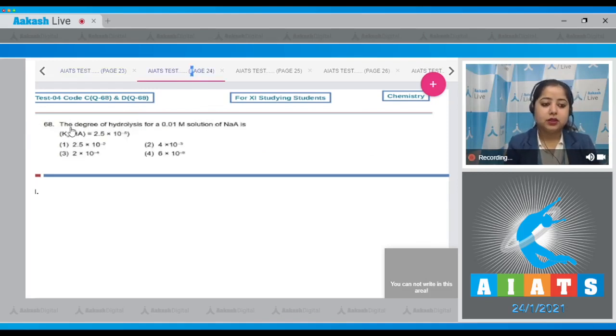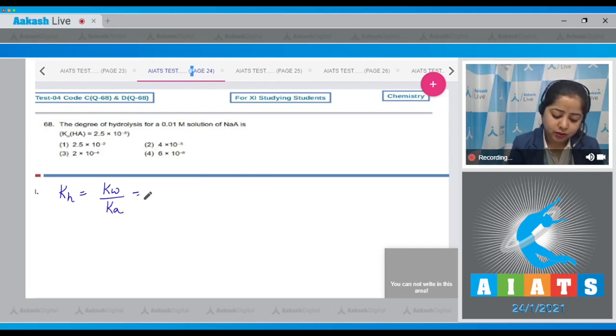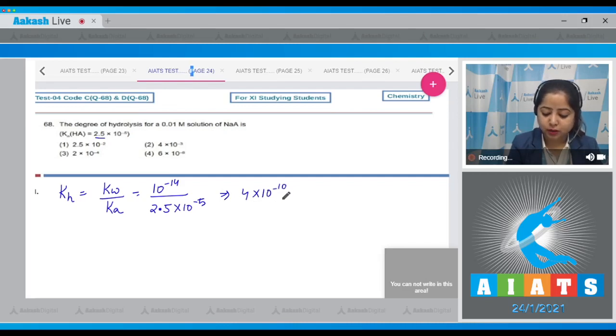Let's read it. The degree of hydrolysis for a 0.01 molar solution of NaA is, we are given with the Ka of HA, which is 2.5 into 10 raised to the power minus 5. So student, for this question, first of all, we need to calculate the hydrolysis constant, that is Kh, which is equal to Kw upon Ka. The value of Kw we know, 10 raised to the power minus 14, and the value of Ka is given, which is 2.5 into 10 raised to the power minus 5, which is equal to 4 into 10 raised to the power minus 10.